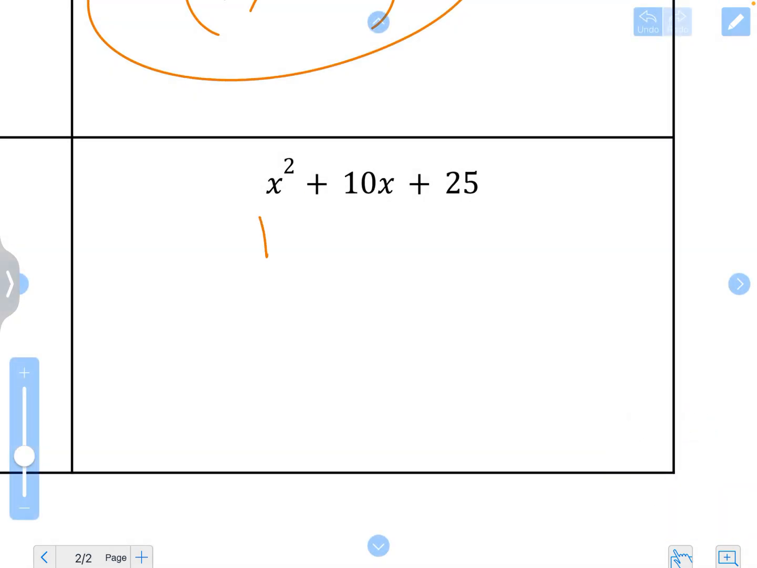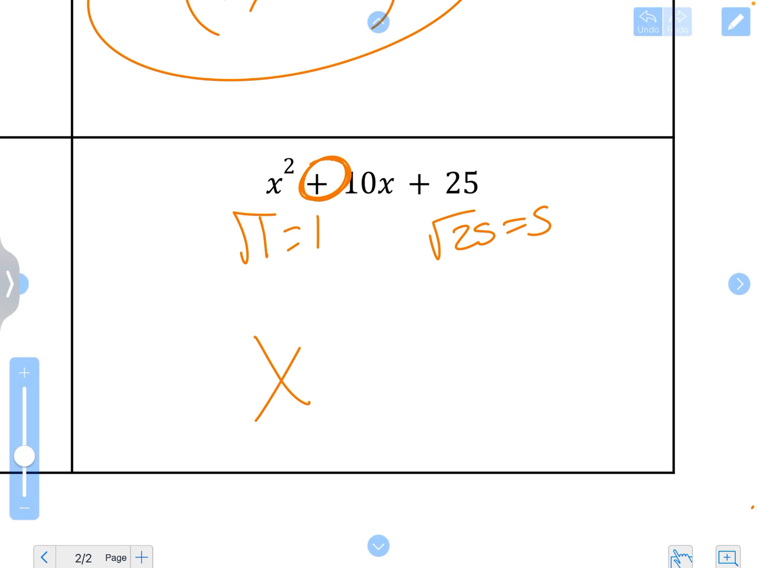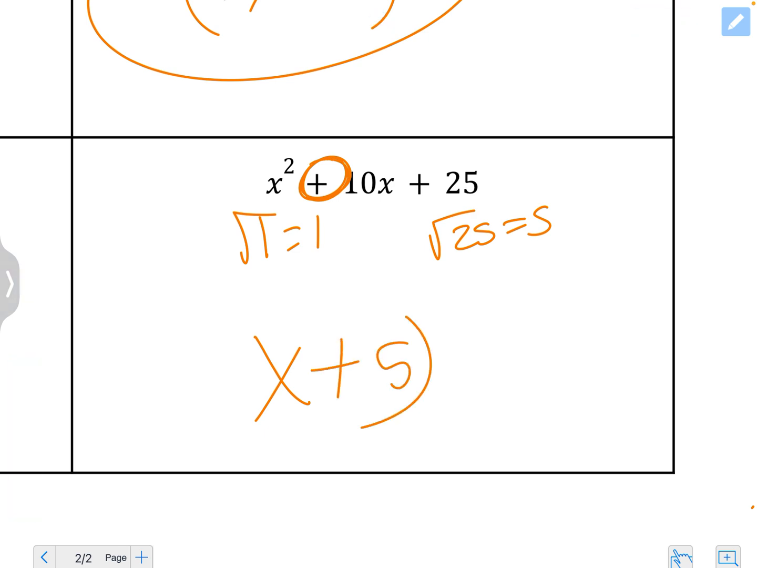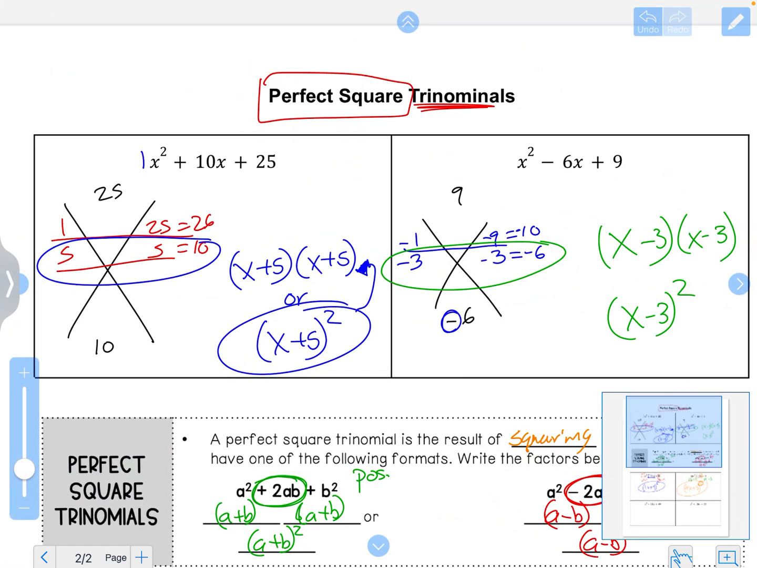All right, by now we should know the square root of 1 is 1. And we're going to square root the last one, which gets us 5. So I'm going to write down x. I look at the sign on my second term. It's positive. And that's all there is to it. But remember, if you forget your tricks, it will still work using the x method.